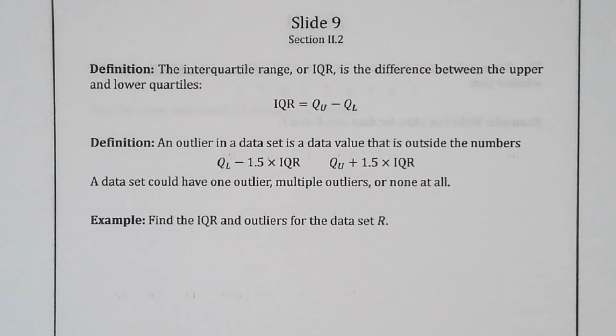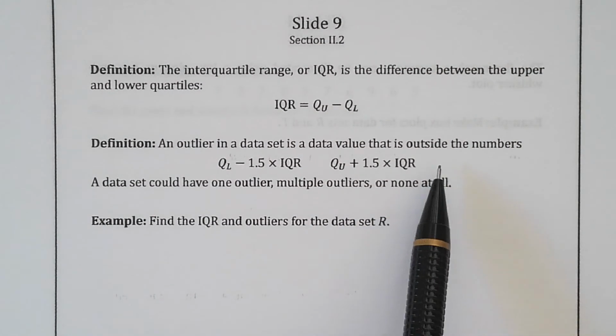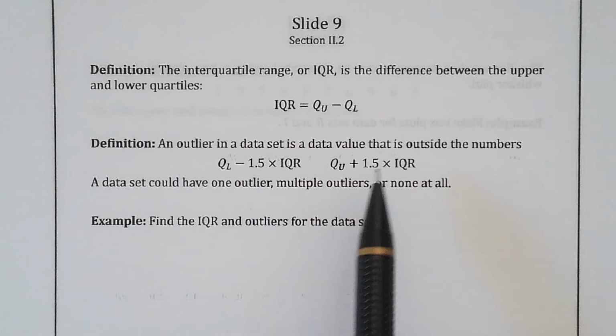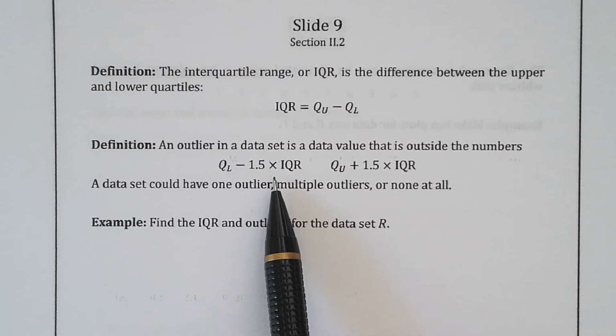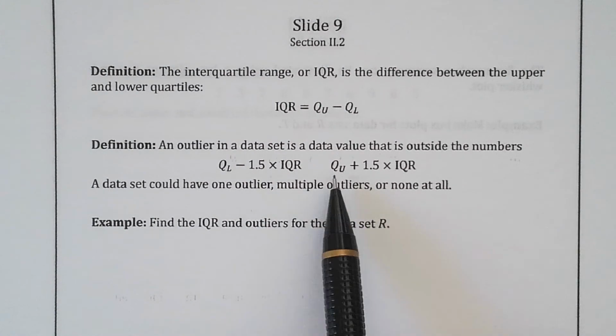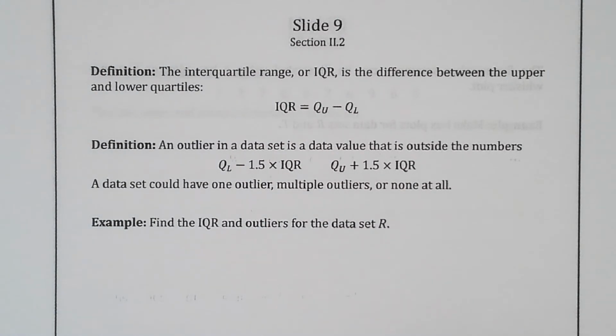Okay, the interquartile range, or IQR, of a data set is the difference between the upper and lower quartiles. So the IQR is QU minus QL. An outlier in a data set is a data value that lies outside these two numbers: the lower quartile minus 1.5 times the IQR and the upper quartile plus 1.5 times the IQR. So let's find the IQR and any outliers for the data set R. Remember, you could have one outlier or many or none at all. So, anything is possible.